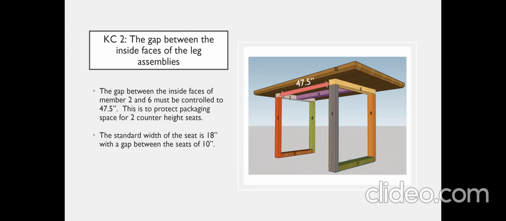Our second is to make sure that we can fit 6 people. And so that's between members 2 and 6. And we want to be able to have those seats in there, which are about 18 inches in length with a gap of 10 inches between them. We have to make sure that these legs are parallel to accomplish this KC.